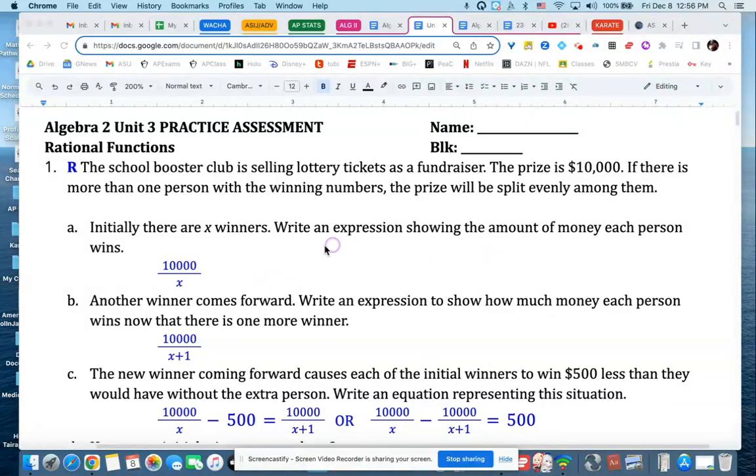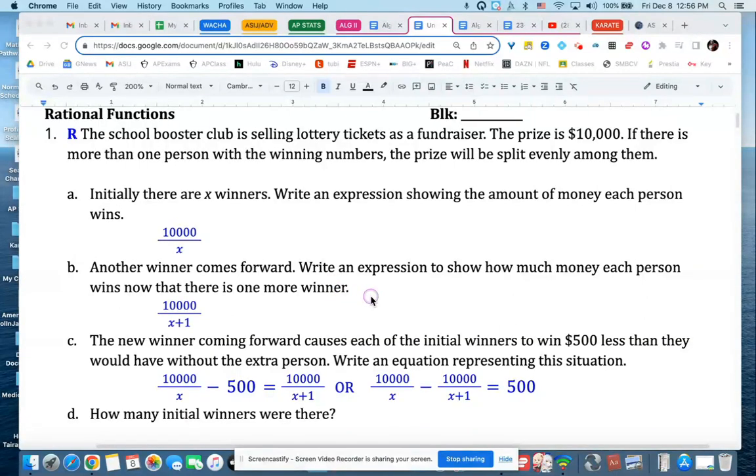So that's writing an expression, right? When it says expression, that means you don't have an equal sign or anything. It's not really equal to anything. We could write a function. We could say this is f of x or something like that, and it wouldn't be wrong. We have no problem with that. But it just said write an expression, so that's all we did.